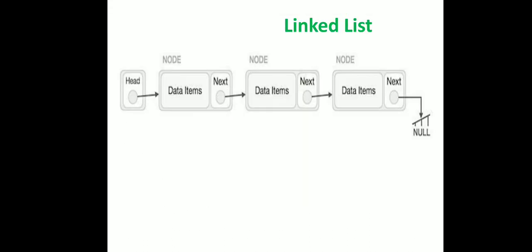In the example you can see here there are nodes and each node consists of two things. One is the data item and the second one is a pointer which is called next. This pointer points to the next data item which might be present at a different location or different address. Now the first node is linked with a node that is called the head. So head is a node which always points to the first data item of the linked list.